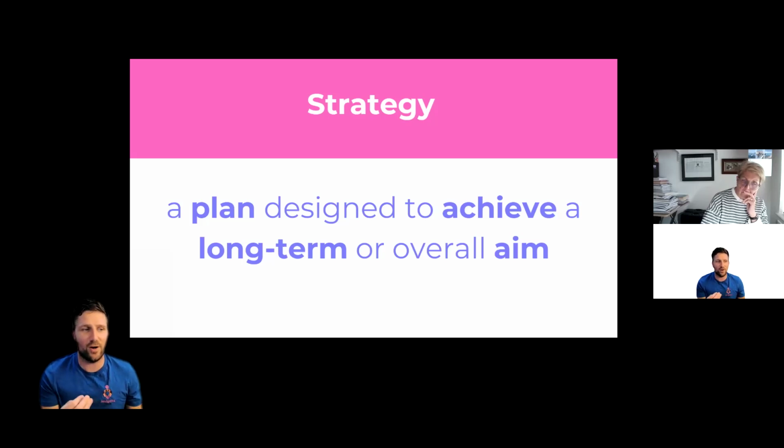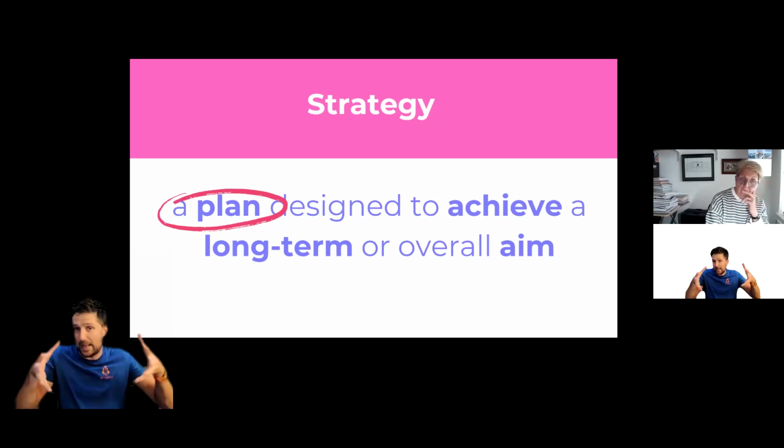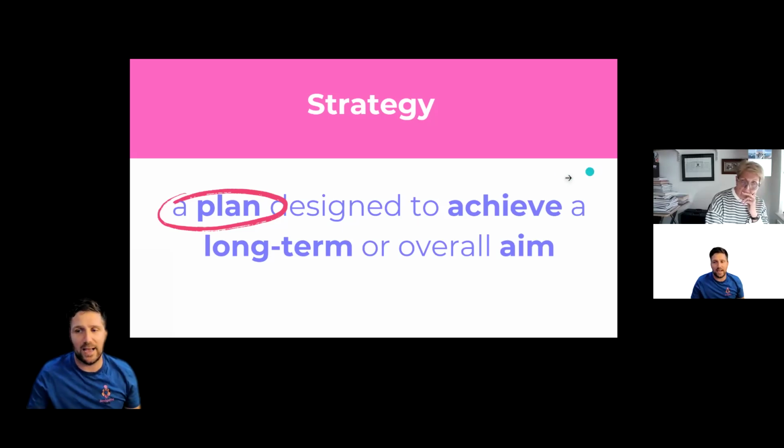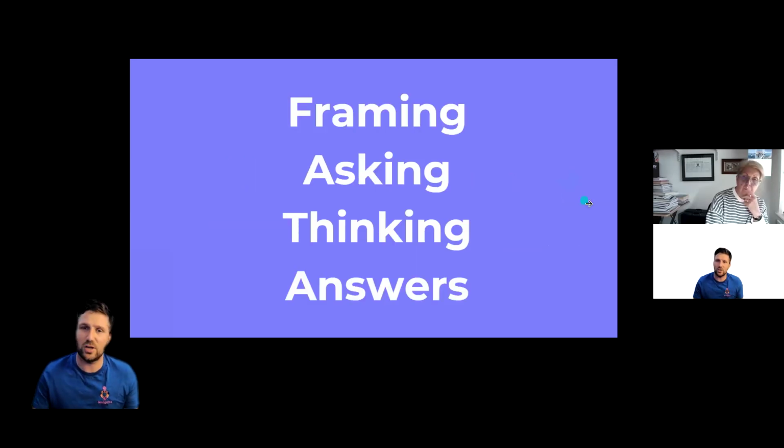There's nothing worse than asking a really, really good question and then it not having the effect that we wanted to, because maybe we didn't put the strategy around that question. So when I talk about a strategy, this is what I'm talking about. I'm talking about the plan that we are implementing here. And sometimes it's important to take a step back and think about our plan rather than just doing something. So I'm going to talk about the 4 steps that I use within my questioning process. The 4 steps I use, I call framing, asking, thinking, and the answers.